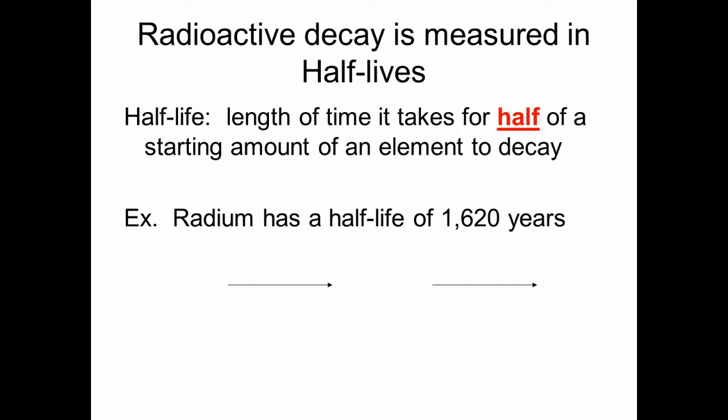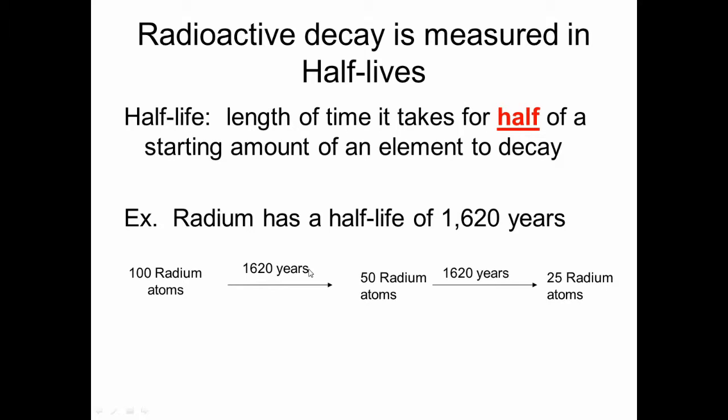Radium's got a half-life of 1,620 years. So if you started with 100 radium atoms, after that many years, 50 would still be radioactive. You'd still have 50 of those radium atoms. The other 50 have decayed into a more stable atom. After another 1,620 years, there would only be 25 radium atoms left. So how long did that take in total years? Well, you would add up 1,620 plus another 1,620. What is that? 3,240 total years.